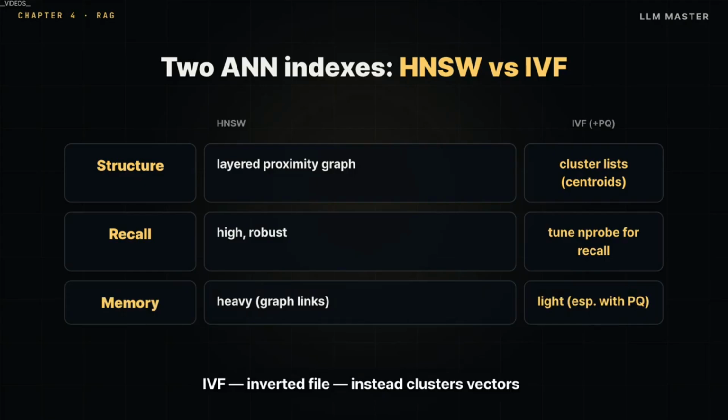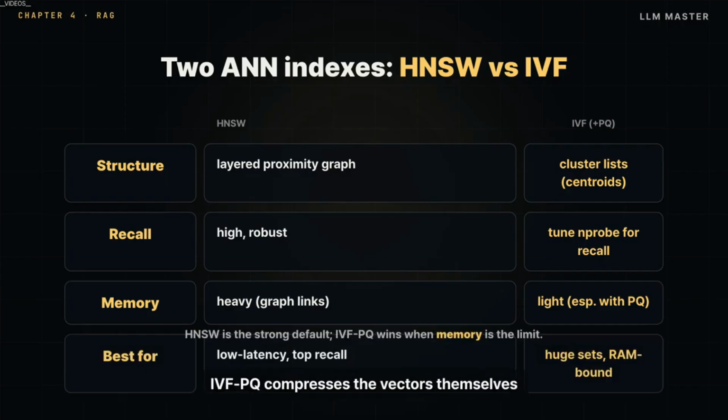IVF, Inverted File, instead clusters vectors around centroids. At query time, you only search the few clusters nearest your query, controlled by an nprobe parameter that trades recall for speed. Paired with product quantization, IVFPQ compresses the vectors themselves, shrinking memory dramatically at some accuracy cost. The rule of thumb: reach for HNSW when you want the best recall latency trade-off and can afford the memory. Reach for IVFPQ when the dataset is huge and RAM is your binding constraint.